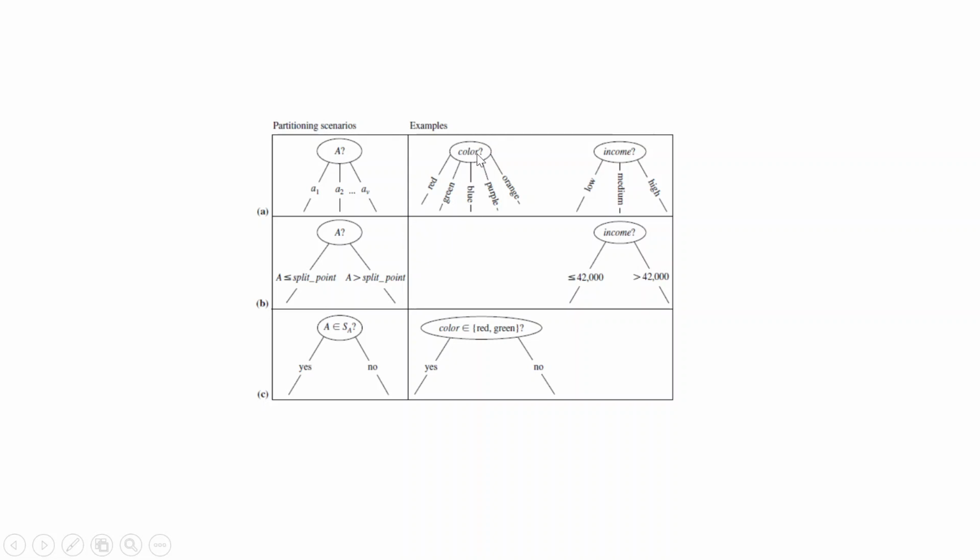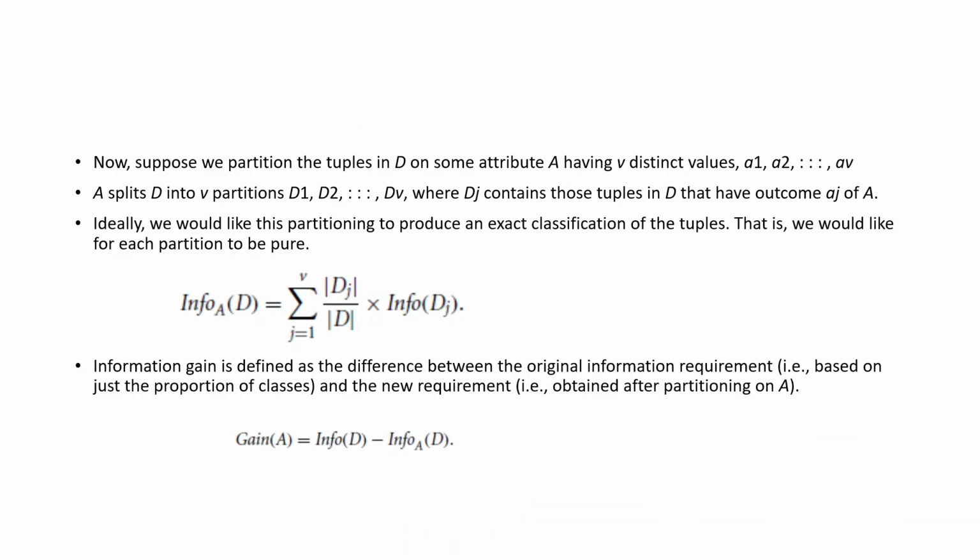Our original D is being partitioned based on this attribute, and in each one of them we will have people who buy computer and who will not buy computer. So again, in each of these we find the entropy.